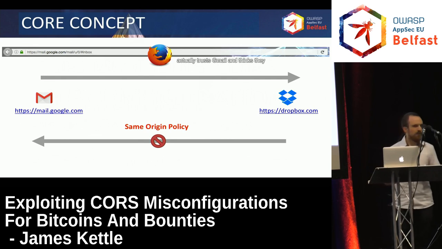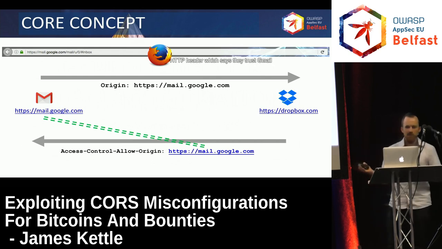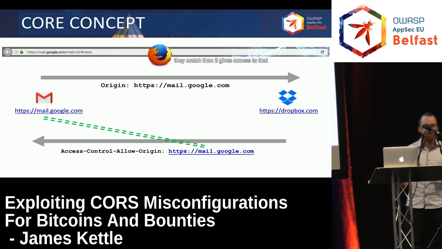But say that Dropbox actually trusts Gmail and thinks they have a reasonably secure setup and wants to let Gmail embed their users' files. That's where cross-origin resource sharing comes in. They can specify this HTTP header, which says they trust Gmail. And the web browser will compare the origin it's on, mail.google.com, with the one specified in this header. And if they match, then it gives access to that content.